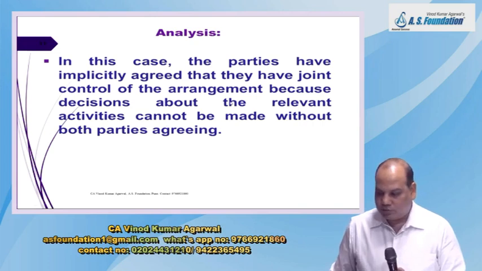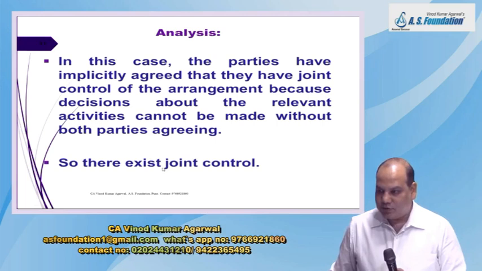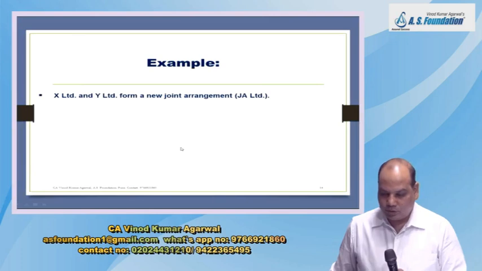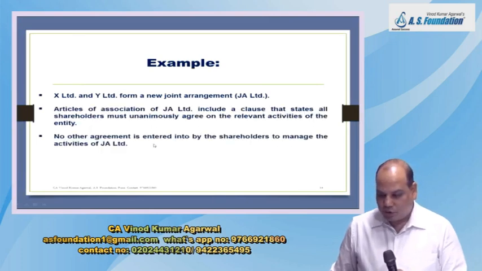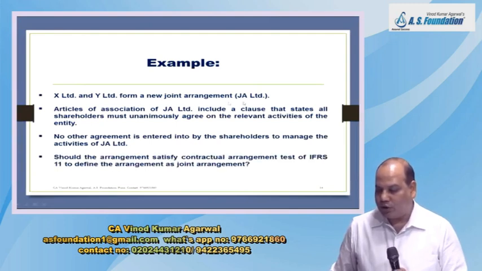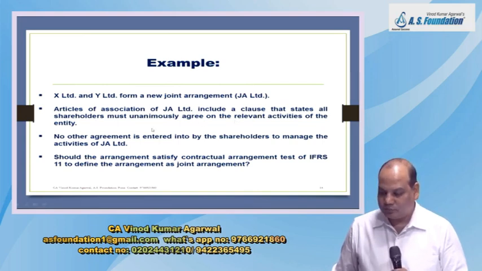So that is joint control. So there exists joint control. One more example we'll take of implicit joint control. X and Y form a new joint arrangement, JA Limited. The Articles of Association of JA Limited include a clause that states that all shareholders must unanimously agree on the relevant activities of the entity.